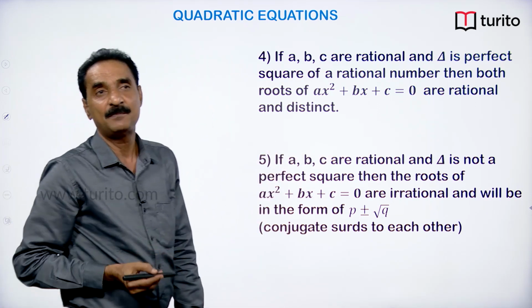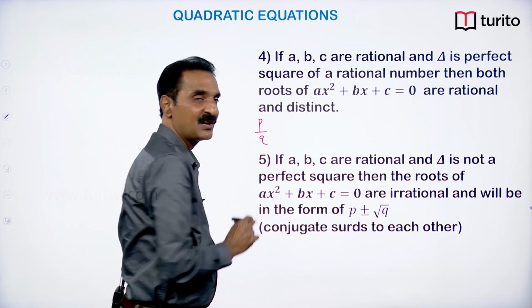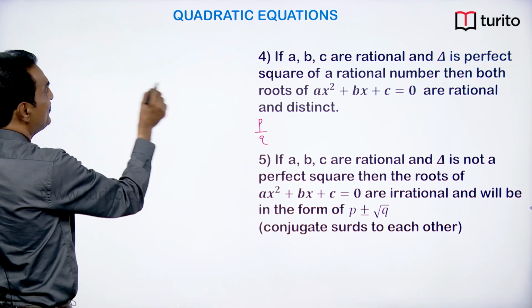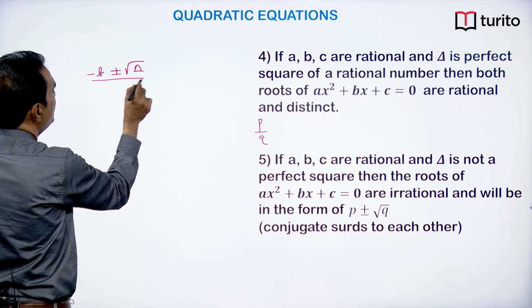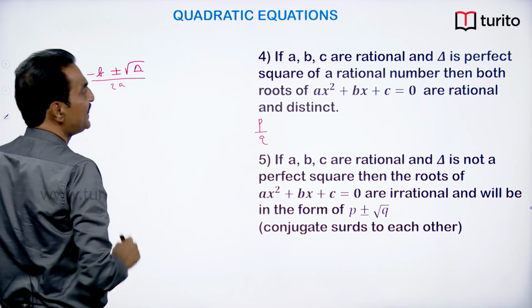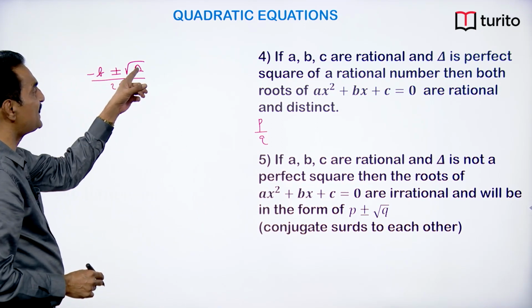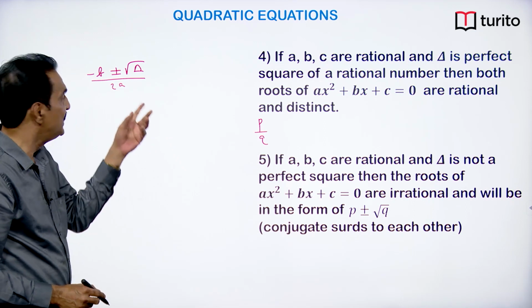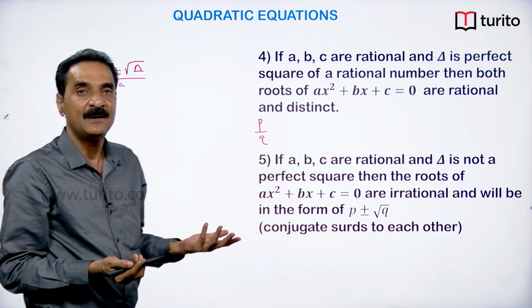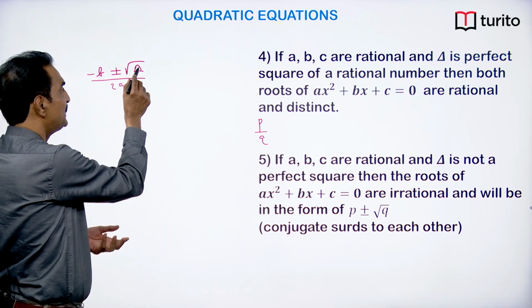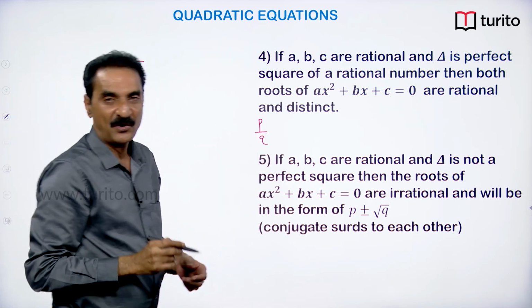You know the definition of a rational number. If a number can be expressed in the form of integer by integer, p by q, it is called a rational number. Now, take the roots of the equation, minus b plus or minus root delta by 2a. If delta is a perfect square, then root delta is a rational number. Then rational number plus or minus rational number, divided by rational number. So, finally, the root will be rational. Both the roots will be rational and they will be distinct, because if delta is not equal to 0, they will be distinct. Okay. So, this is the fourth point.